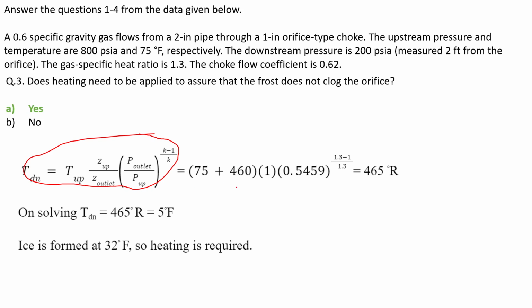From that we find the downstream temperature, which came out as 465 degrees Rankine, which is 5 degrees Fahrenheit. Now ice is formed at 32 degrees Fahrenheit. So here heating will be required so that it doesn't choke the orifice.